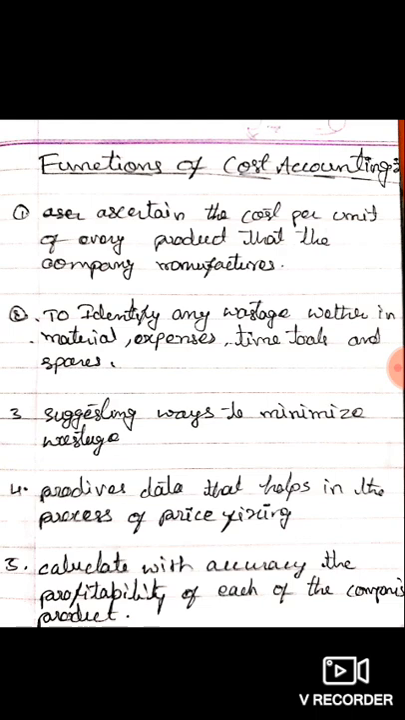The next function is to identify any wastage, whether in material expenses, time, tools and space. With cost accounting, the wastage is found very quickly and accurately, and cost accounting will also suggest ways how to minimize the wastage. That is the third function of cost accounting.